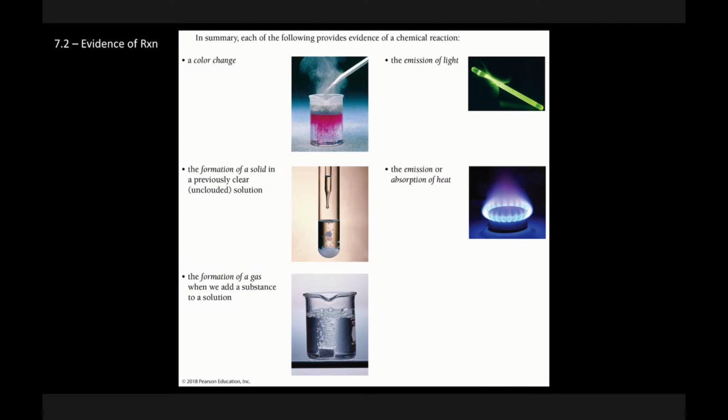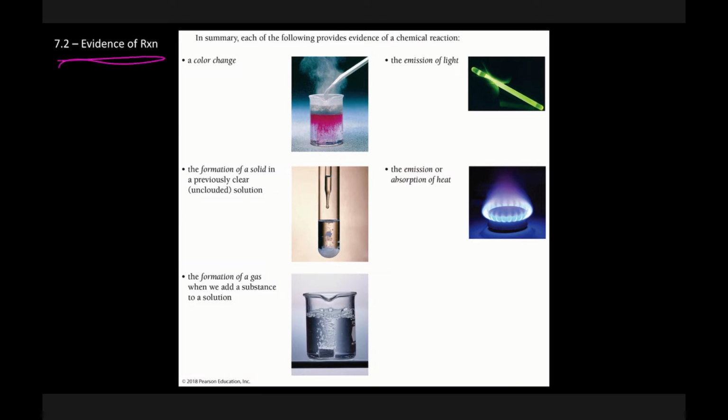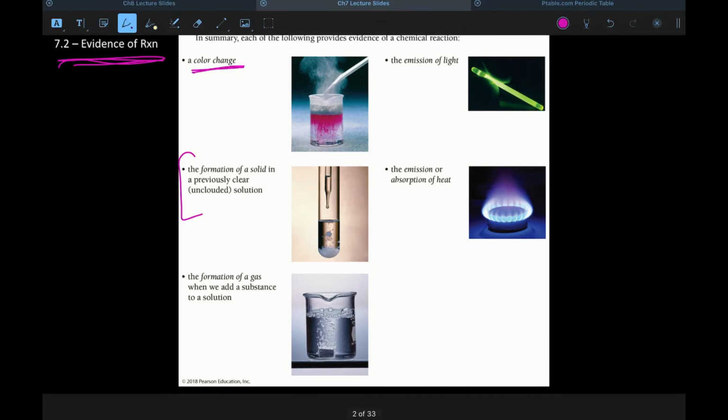Whereas in a chemical process, the key difference is that the arrangement of the atoms is different. So outside of a chemical analysis, what's some evidence of chemical changes? This is what we're going to look for. Color change is often a cue that the chemicals have changed, because if something was blue and now it's pink, odds are that whatever it was has rearranged to create a new compound. Here, this one is key: the formation of a solid in a previously clear or unclouded solution, which is also known as precipitation.